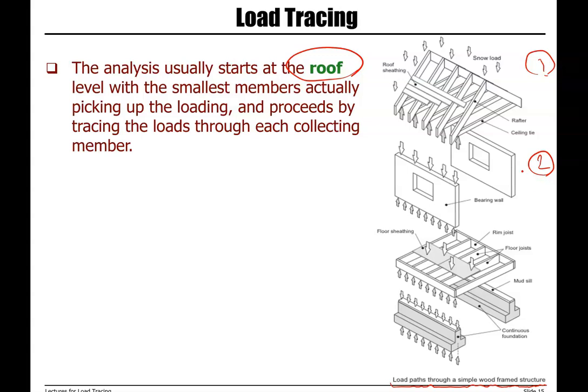Second level, we add the load transferred from the roofing system to the dead load and live load that we have in the bearing walls. The total is transferred to the flooring system that we have. Then we also need to look at dead load and live load in the flooring system. And finally, we can calculate the total load transferred to the ground or to continuous foundation.